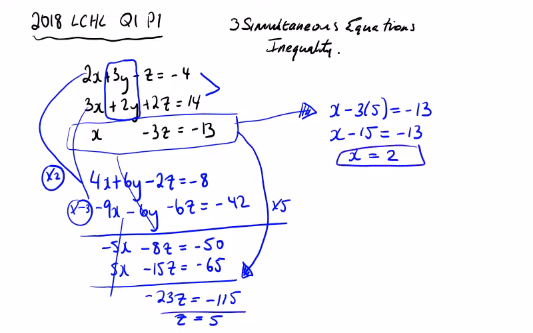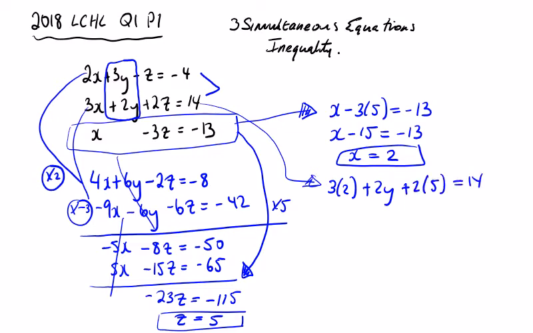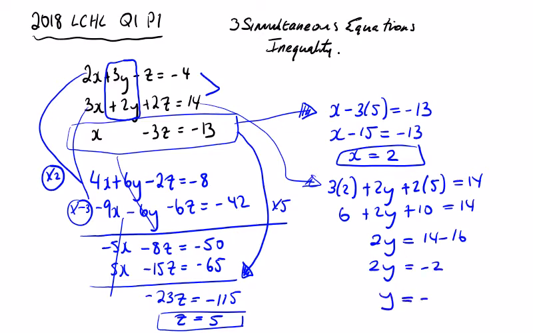If x is 2 and z is 5, we can use any of the equations to get y, to have y in it, which is the first two. So if we use the second one, doesn't really matter which one you choose to use, we're going to get 3 times 2 plus 2y plus 2 times 5 is equal to 14. 6 plus 2y plus 10 is 14. So you're bringing 16 across and making it negative, so 2y is equal to 14 minus 16. 2y is equal to minus 2, so y is equal to minus 1.